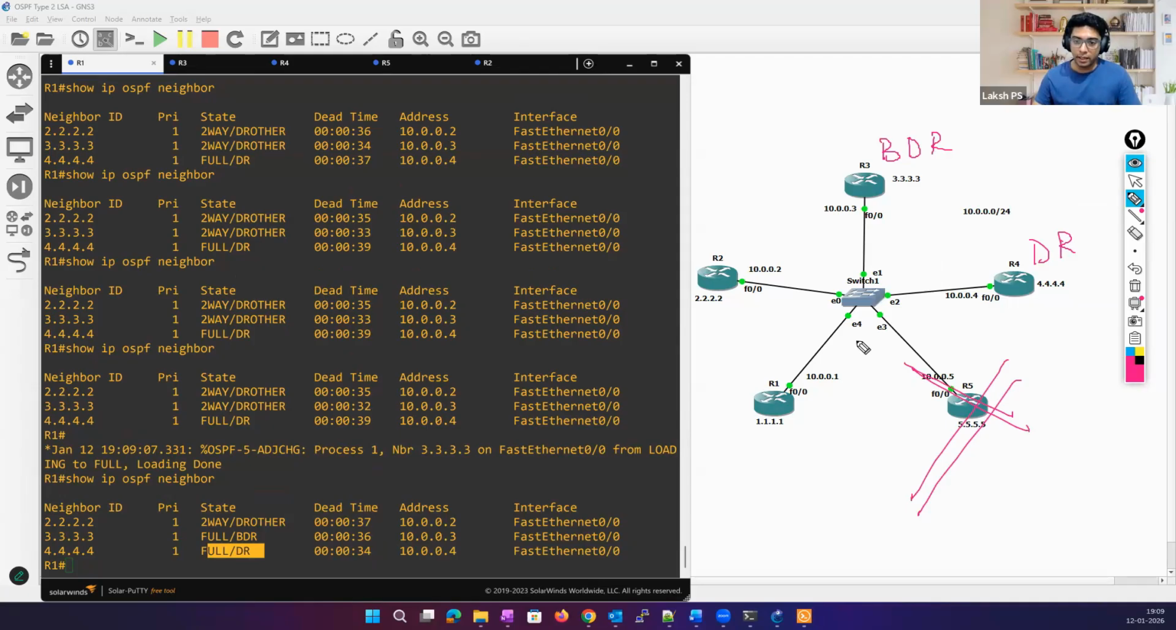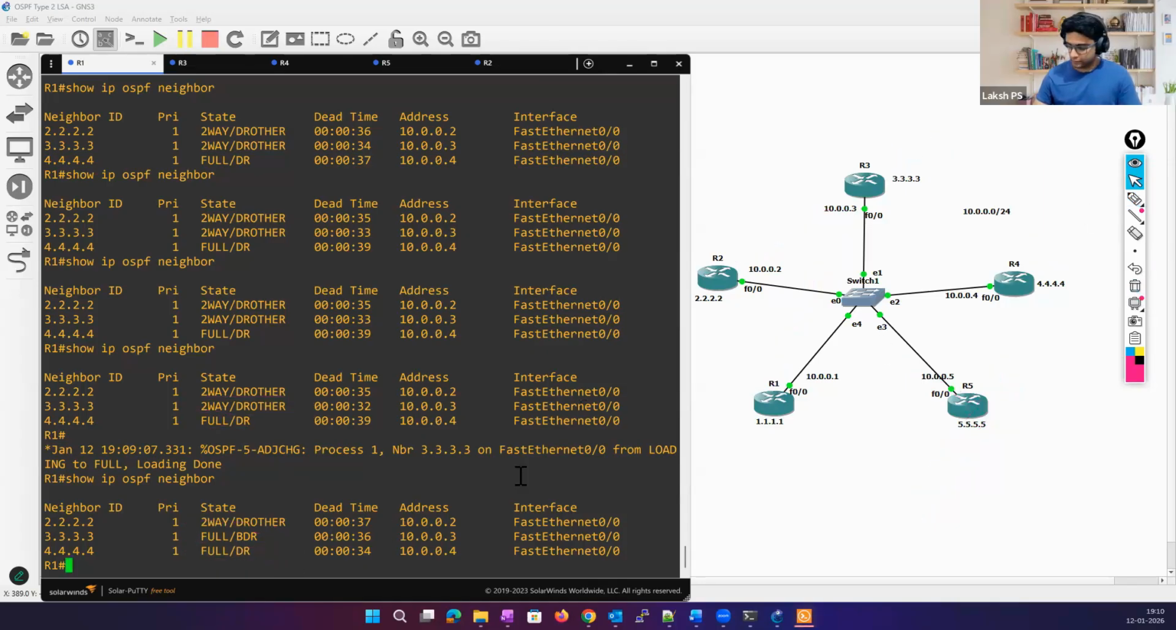When R3 becomes the BDR, R1 and R2 need to form full adjacency with the BDR as well. And that is why you see here, till the time R5 became dead, with R3 it was only a two-way state. The moment R5 became completely dead and not reachable, R4 became the DR, and R3 became the BDR, and with the BDR it has formed a full adjacency. Okay, this is the concept of DR and BDR.